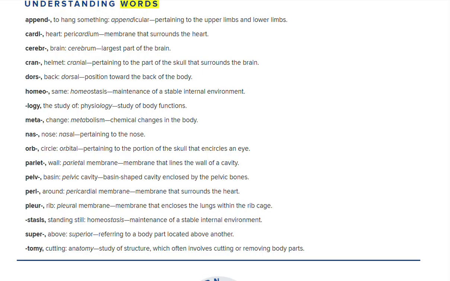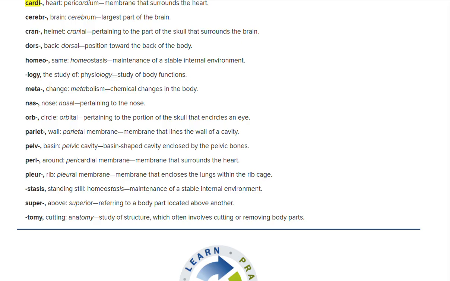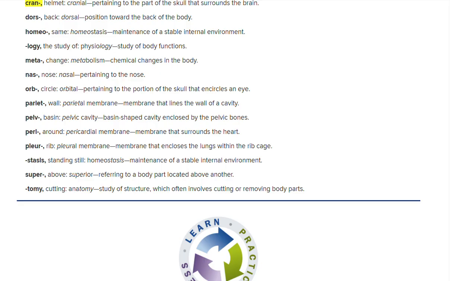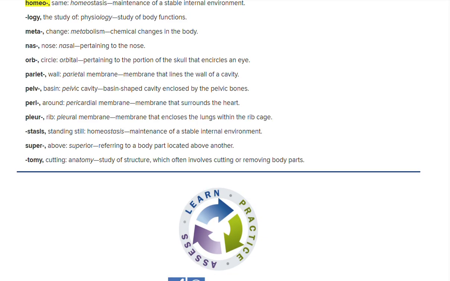Understanding words. Append-, to hang something: appendicular, pertaining to the upper limbs and lower limbs. Cardi-, heart: pericardium, membrane that surrounds the heart. Cerebra-, brain: cerebrum, largest part of the brain. Cran-, helmet: cranial, pertaining to the part of the skull that surrounds the brain. Dors-, back: dorsal, position toward the back of the body.